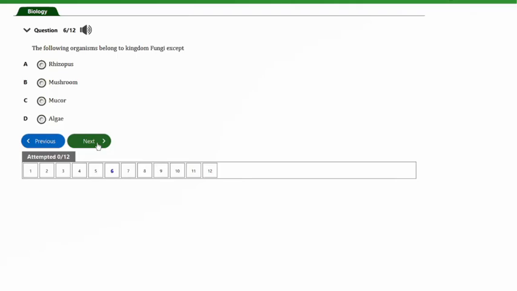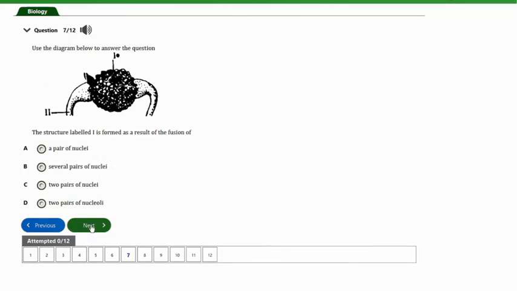Algae are not part of the kingdom fungi because they do not possess the features of the organisms found in kingdom fungi. Actually, algae have the ability to photosynthesize, and they have chlorophyll, so they cannot be placed in the kingdom fungi. So guys, let's look at the next question.